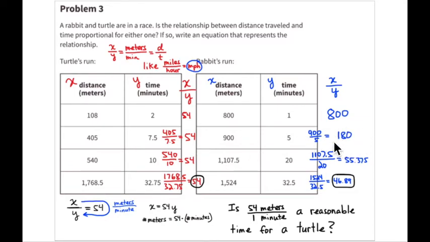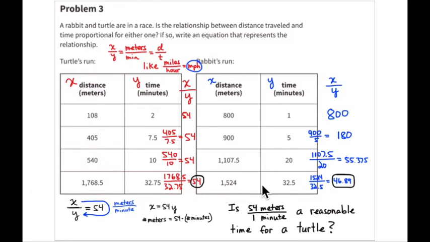This is 180 meters per minute. So in 1 minute, at this speed, the rabbit's moving 180 meters in 1 minute. And this speed is even slower. So this is almost the same rate as the turtle to get to this point. And this is what we saw before. So now the rabbit has slowed down to a little bit more than 55 meters per minute.